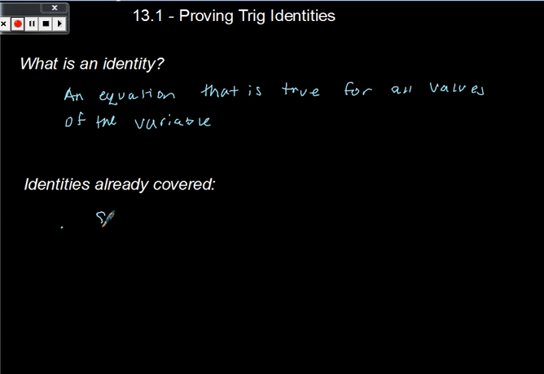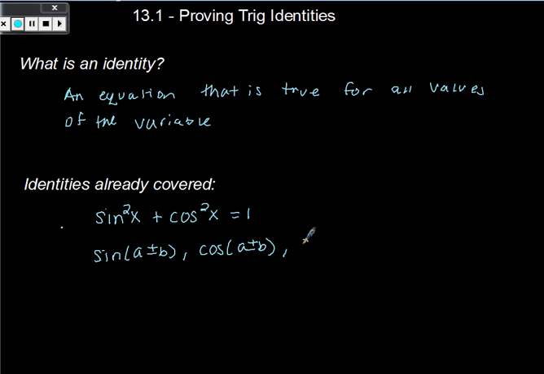So that was sine squared of an angle x plus cosine squared of an angle is equal to 1. So we have that one, we have the sine of a plus or minus another angle, we have the cosine formula for adding or subtracting an angle, and then we have our double angle formulas. So we have that sine of 2x formula and cosine of 2x formula. So those are all the tools right now that we have to work with.